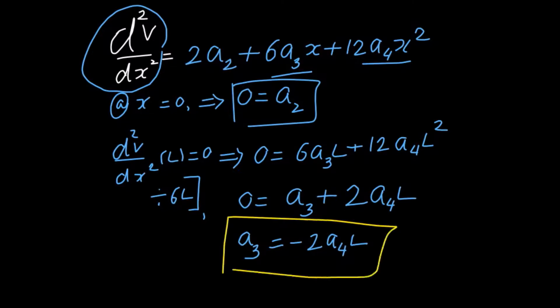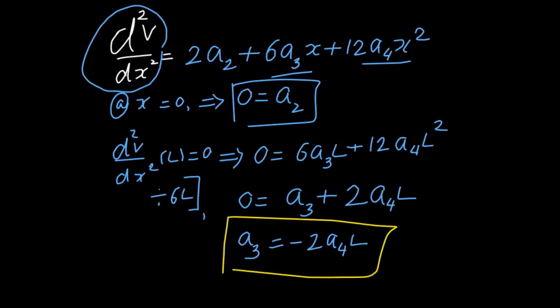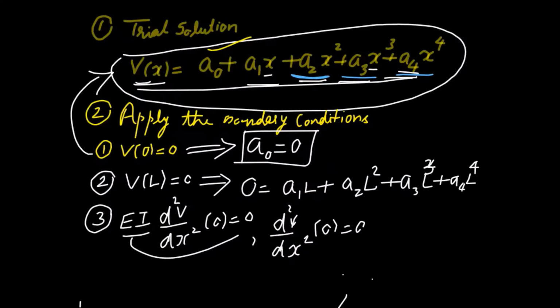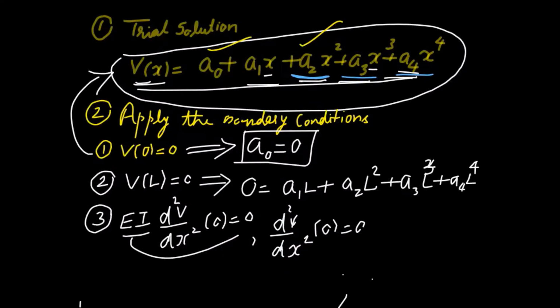So you see, already by applying the boundary conditions, we are able to get the value of a naught. By applying the boundary condition, we are able to get the value of a2. Yes. And we can get the value of a3 in terms of a4. So what I'm going to do in the next step, since I know the combination of all these values, I'm going to modify the trial solution a little bit. I'm going to rewrite the trial solution in terms of known values. So allow me to rewrite the trial solution. Let me take a fresh page now.